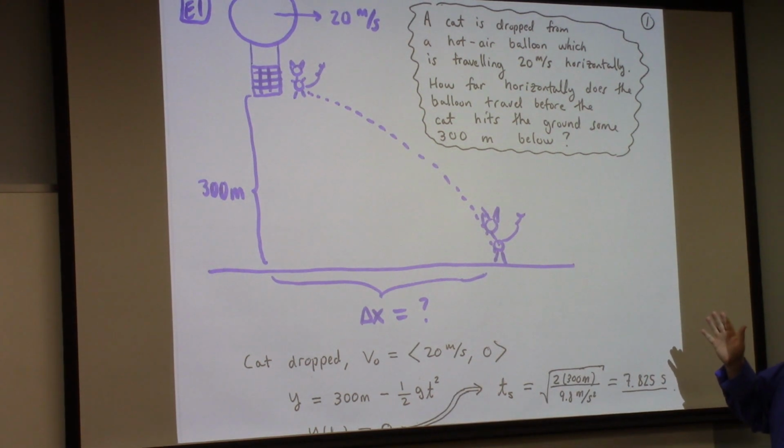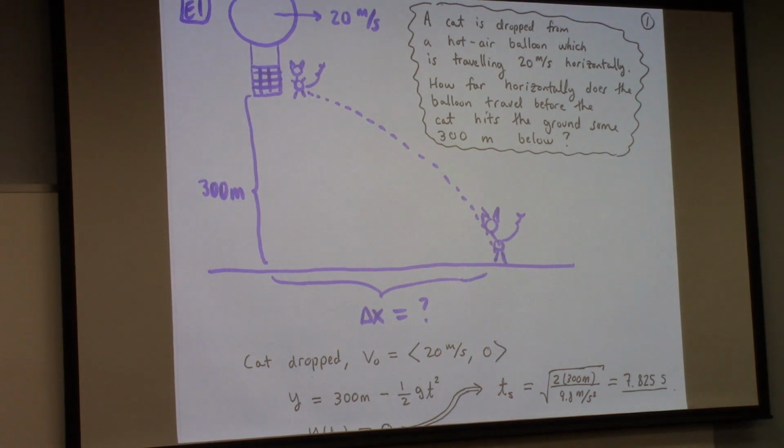So this one's pretty easy. You've got a hot air balloon. It's drifting 20 meters per second that way, all right? And you drop a cat from the hot air balloon. And then the question is, how far horizontally does the balloon travel before the cat hits the ground some 300 meters below?